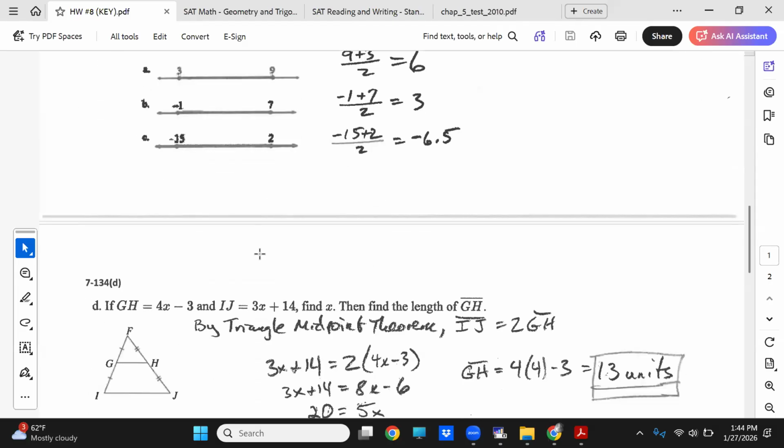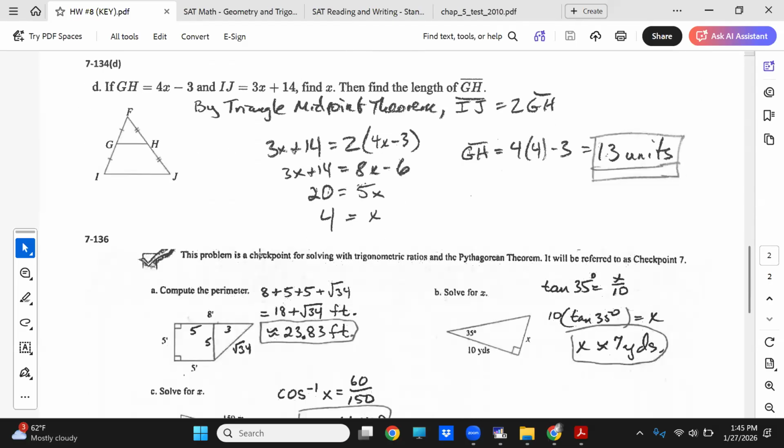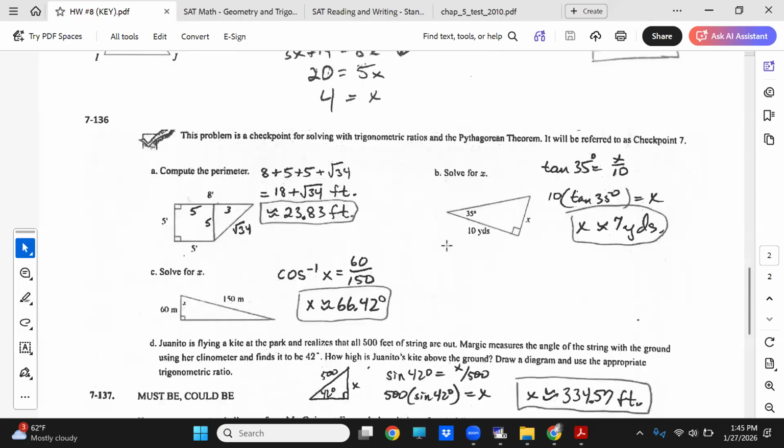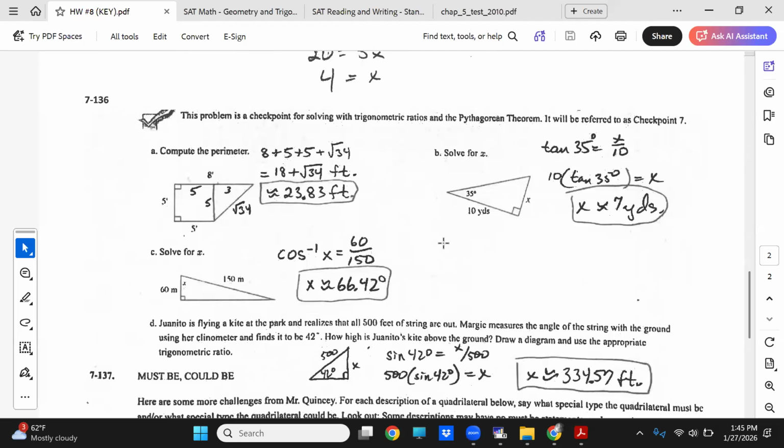That's not that hard. For 134, GH is obviously half of IJ. So you double GH to set it equal to IJ and solve for x. For 136, you got a square there. And try and find the perimeter, work it all out. So all is good. Okay.